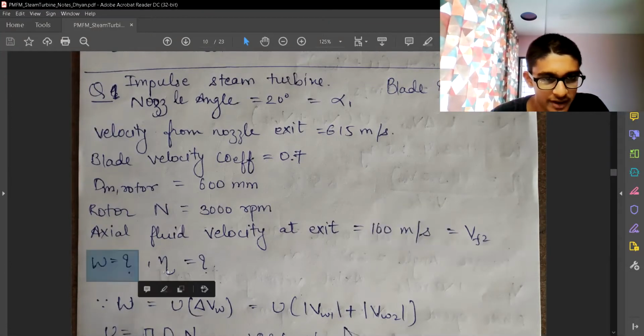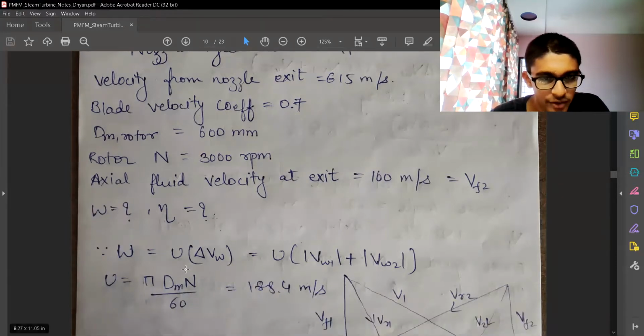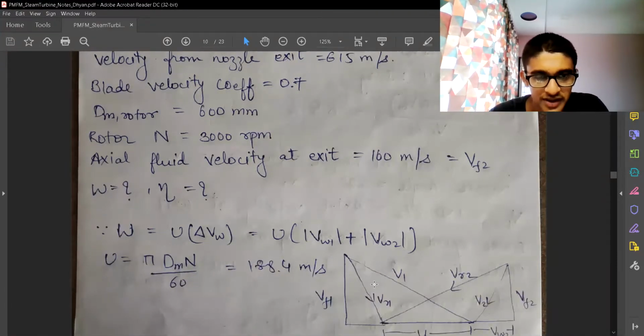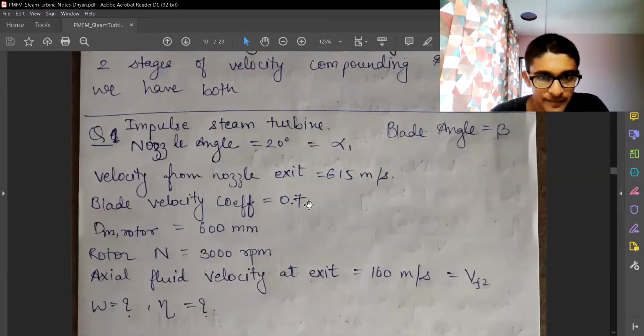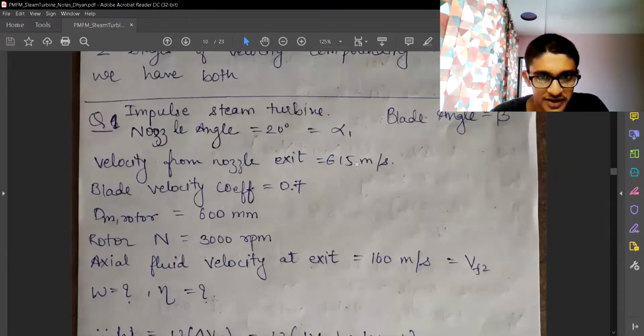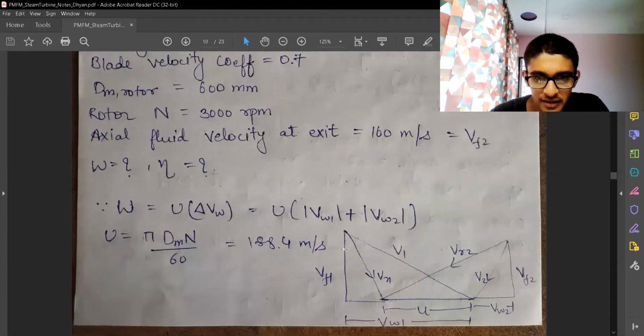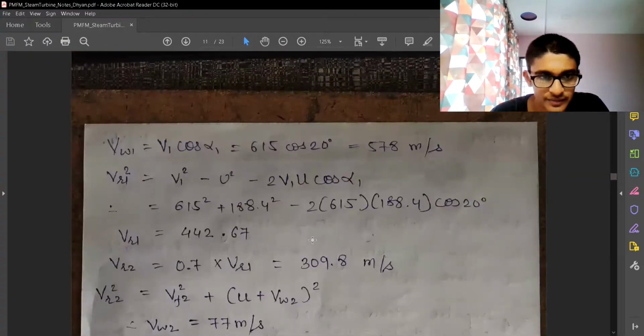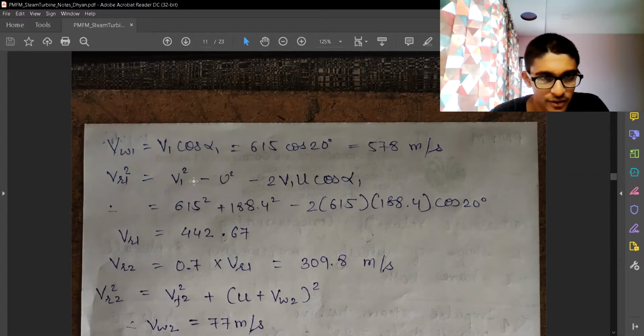We have to find the work and the efficiency. So work will be U delta Vw. So we just need to find U and the two velocities. We can use the angle, and some of the velocities are given, so we can use those things. Draw velocity triangle, and we can find Vw1 because these two things are known.